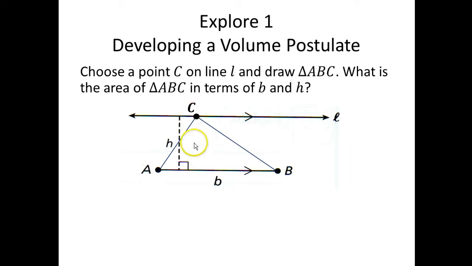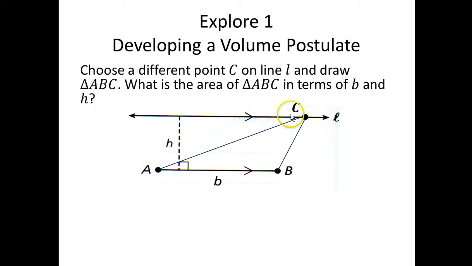Now, if I wanted to calculate the area of such a triangle, I would need to know its base and its height, because the area formula is 1/2 times the base of the triangle times the height of the triangle. So the area of this triangle ABC would be 1/2 times the length of this segment AB times the height of the triangle H.